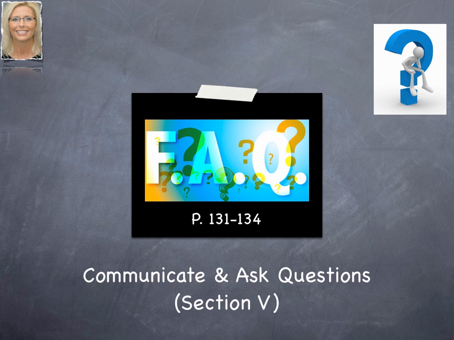Now, on pages 131 to 134, there is also a section in section 5 that talks about frequently asked questions. I encourage you, if you think you have any questions, to go to this section, because you might be surprised that some of them are some of the same questions you have in your mind already. So feel free to read that and find out if there are some questions that could be answered for you.